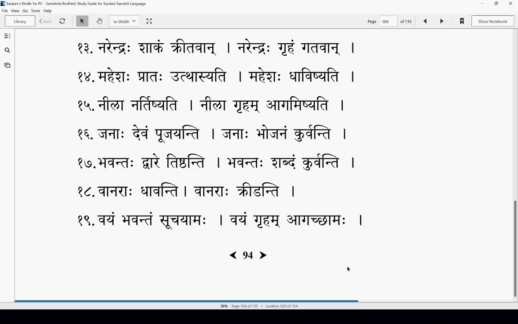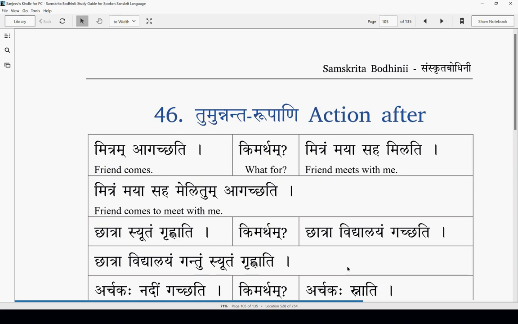Next one. I forgot to mention that last week. So next one is, we have Tumunanta Rupani. There is another Krit Pratyaya here, like the last two we saw, Ktva Pratyaya and Lyap Pratyaya. Before that we also saw Ktavatu Pratyaya.